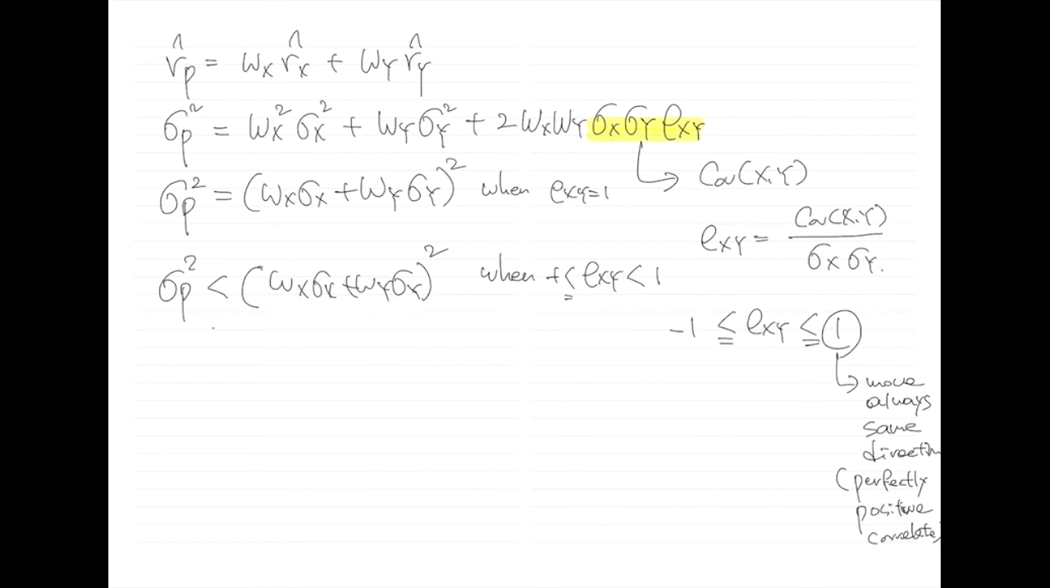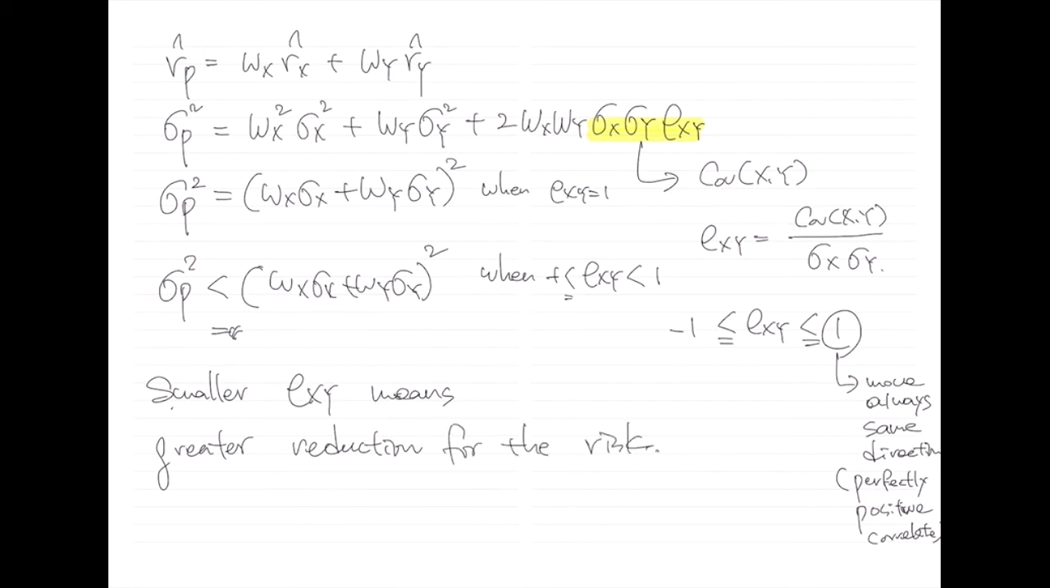So it means what? The smaller rho XY means greater reduction for the risk. So, like in a negative correlation case, a negative rho XY is very good for reducing the risk. That is the conclusion of this part.